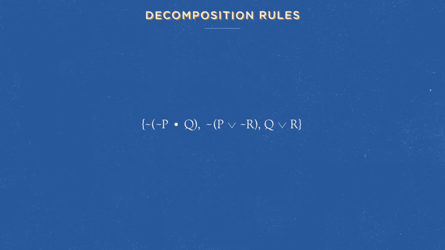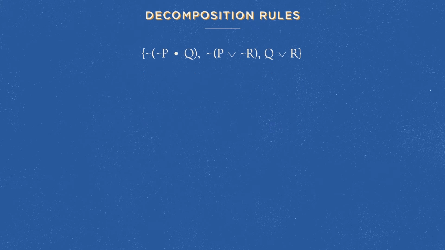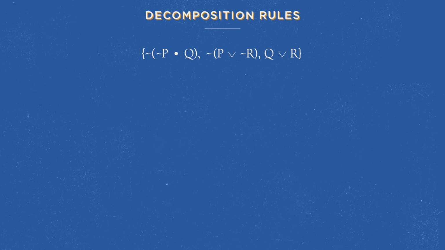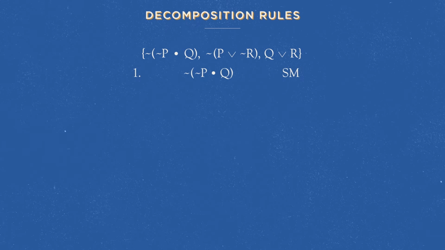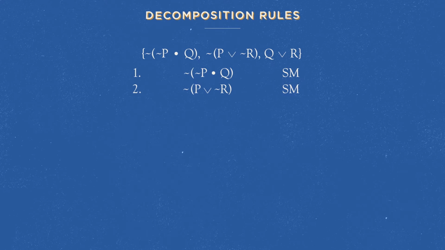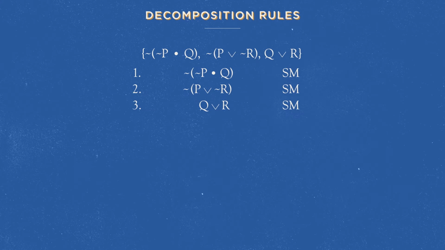Let's use a truth tree to determine the consistency of this set next. This one's gonna be a bit bigger, a large tree, maybe giant redwood size. So set member number 1 is not P and Q. Set member number 2, not P or not R. And set member number 3 is Q or R.